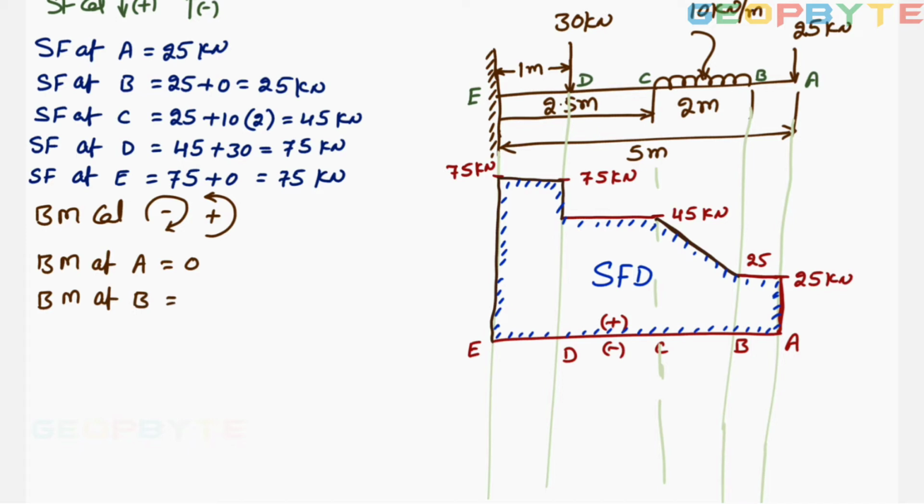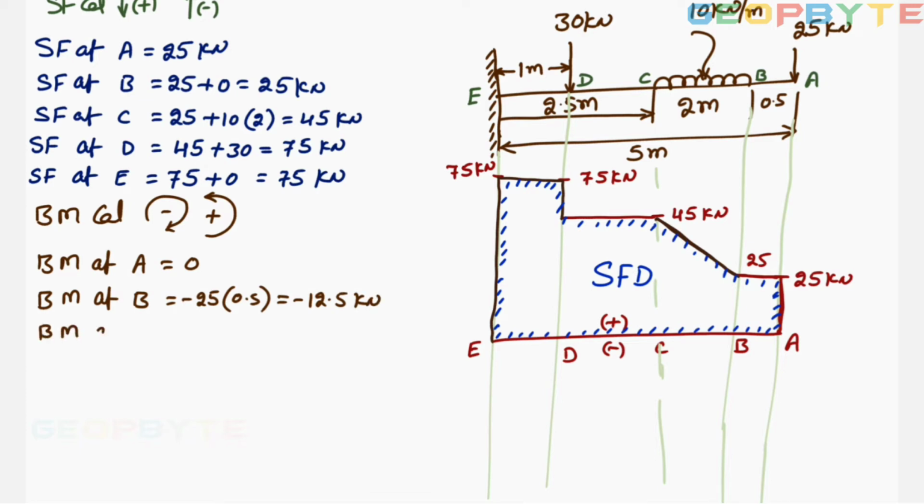BM at B. Before B, only one point load is there. That 25 kilonewtons point load is maintaining the clockwise moment. Clockwise moment is taken as negative, so minus 25 into this distance, 2.5 to 4.5. This is 0.5. So 25 into 0.5 is equal to minus 12.5 kilonewton meter.